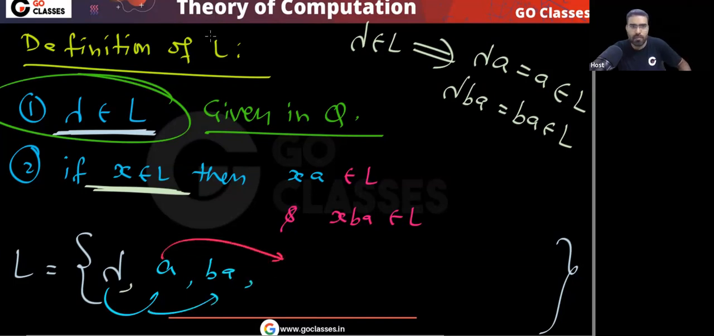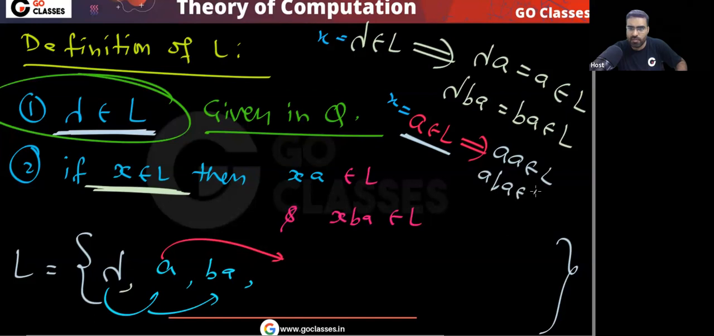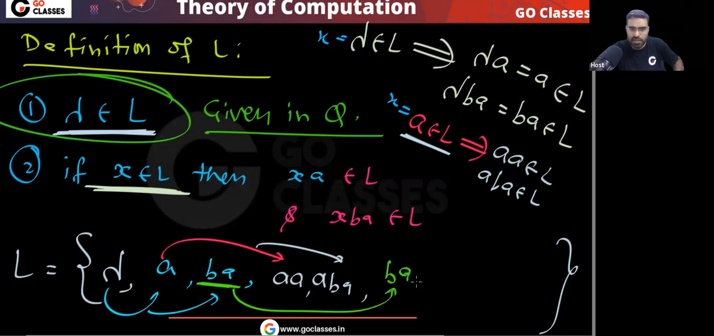Because of this A, who will come? See, A belongs to L. So now this A is your X. Here, lambda was X. Now this A is your X. So because of this A, A will come and ABA will come. If X is equal to BA, then BA will come, BA will come, and so on. Like this, you can keep creating.